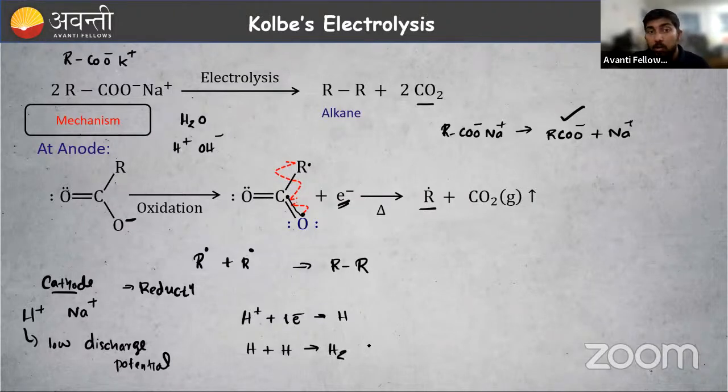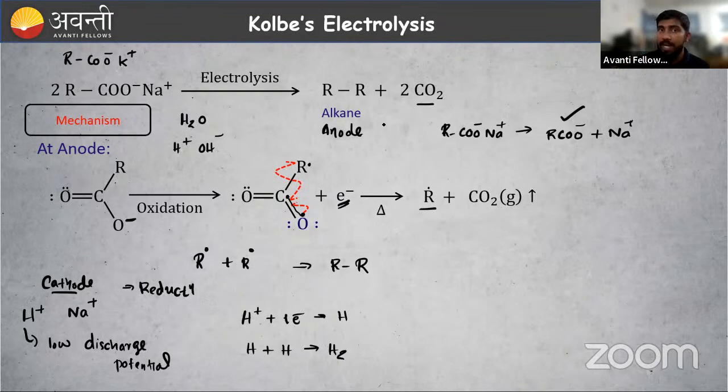Hydrogen gas is formed at our cathode. What about our alkane? Alkane is formed at the anode. How to remember? A for alkane, anode. Then carbon dioxide is formed at the anode. Then what about hydrogen gas? It is formed at the cathode. So this is our Kolbe electrolysis.